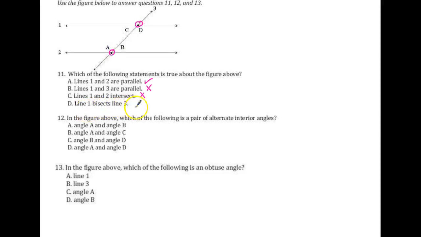Line 1 bisects line 3. Bisects means it divides it into 2 equal sections. So bisect, that's the word bi, like biceps, your biceps, because it's 2. Bi means 2. Anytime you see the word bi, it means 2. So bisect means it's divided into 2 equal parts. So let's look. Line 1 and line 3, of course, these are not equal at all. So it's not. So the answer is A.